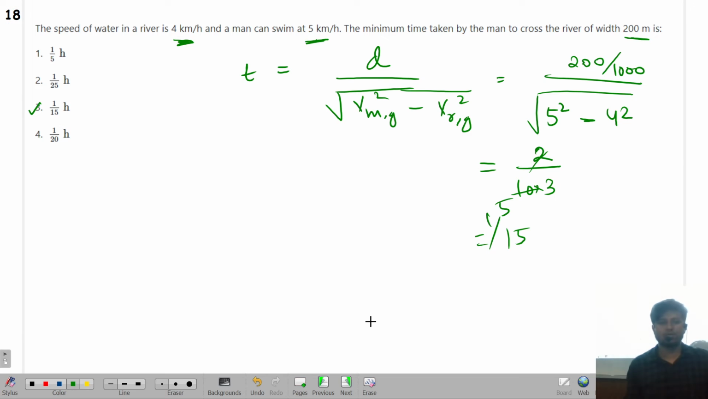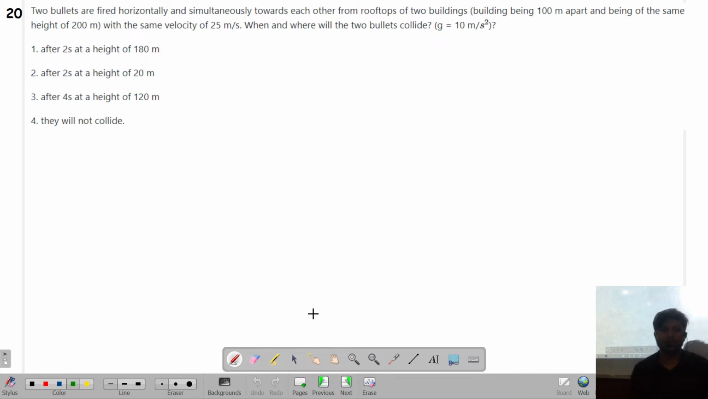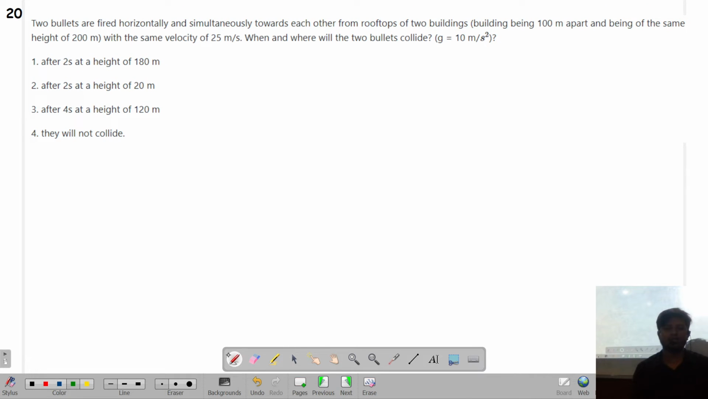Can I move to next question? Okay, question number 18 done. Yes or no? What is there in the question? Can I move to next question? Question number 20. This is a very nice problem. I think I have given this. Let me see whether I have given this in the question paper or not. Given, no? Okay.